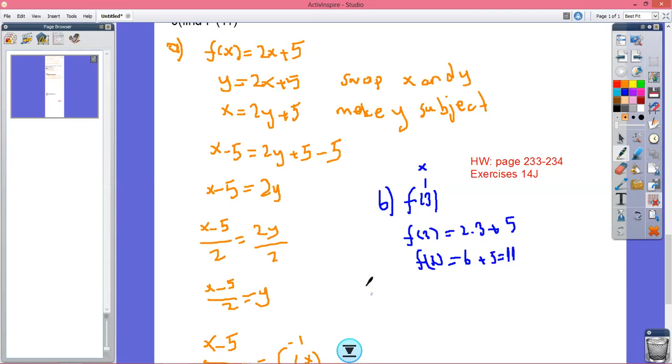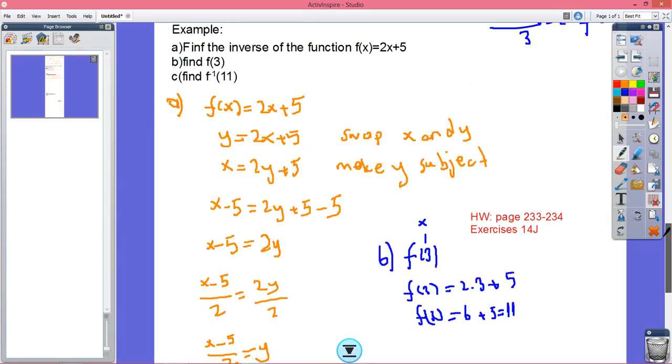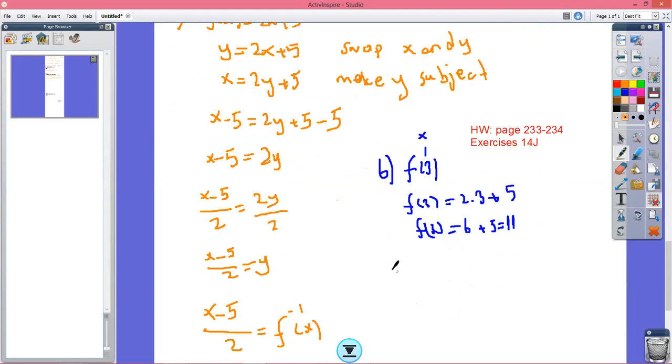Now here the C is to find the inverse function and put 11 instead of x. C will be f minus 1 of 11. Now this means take the inverse function and replace x with 11. I have the inverse function here: f minus 1 of x is equal to x minus 5 divided by 2.